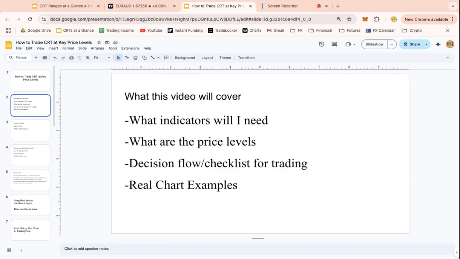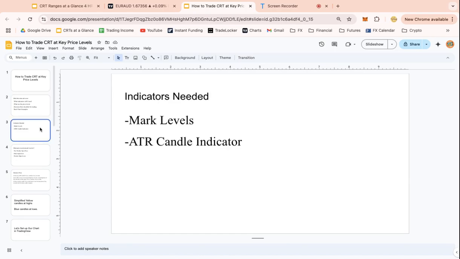What are the price levels you should be looking for to trade the candle range theory? A decision flow or checklist, whatever you prefer for trading, so you know what you should be trading and when to stay out of the market, and some real chart examples.